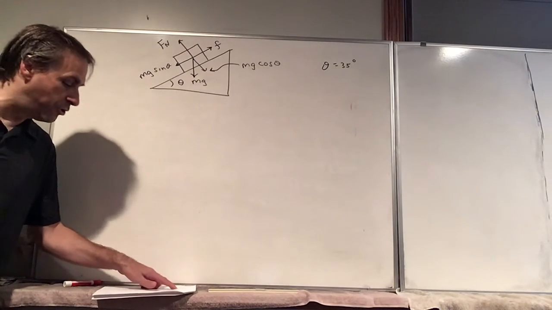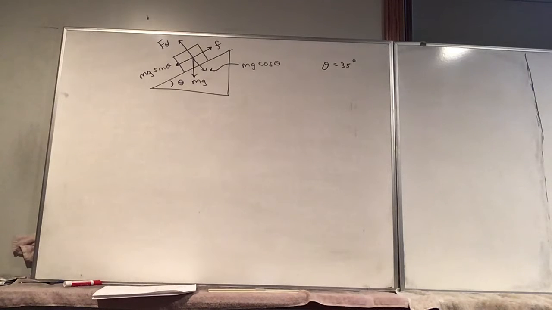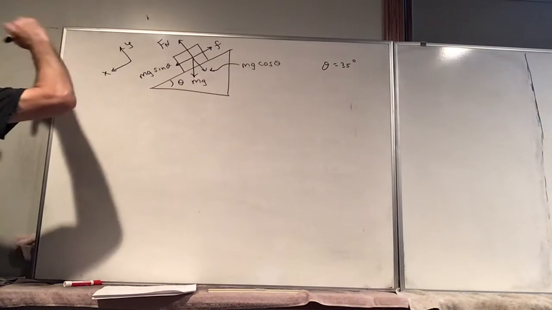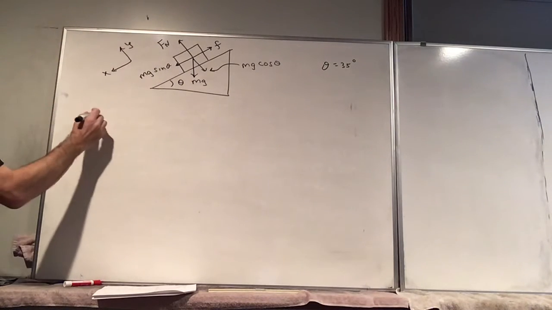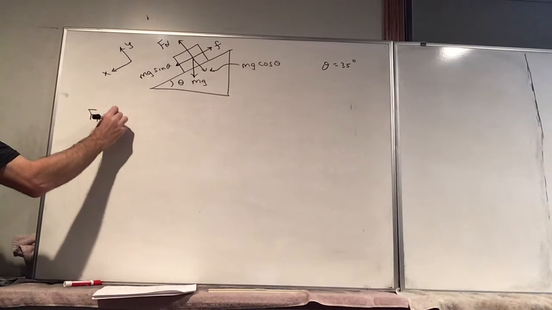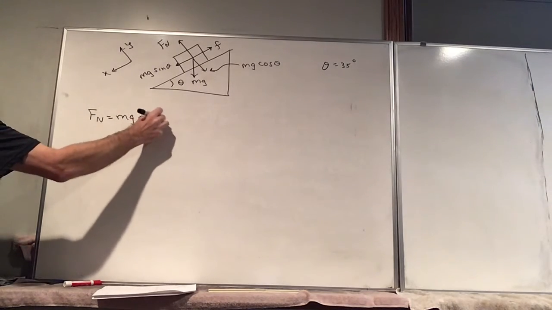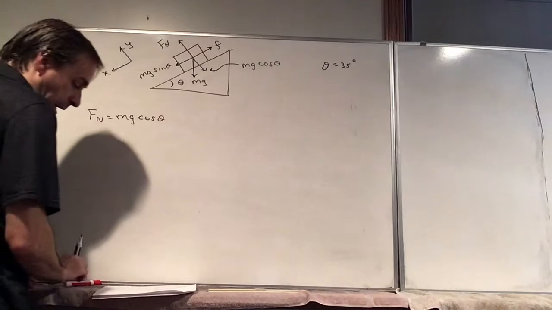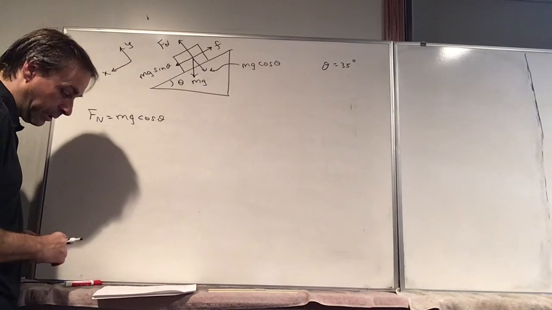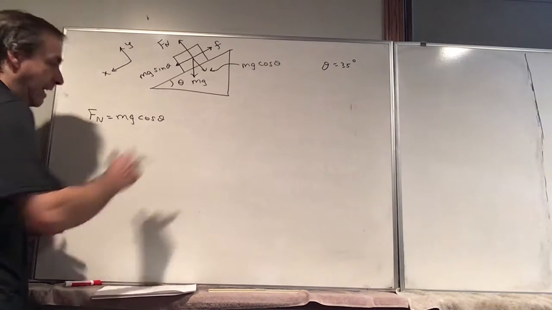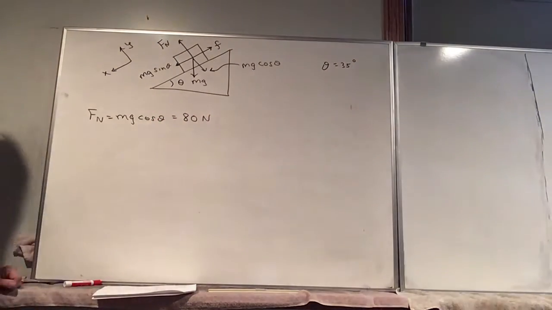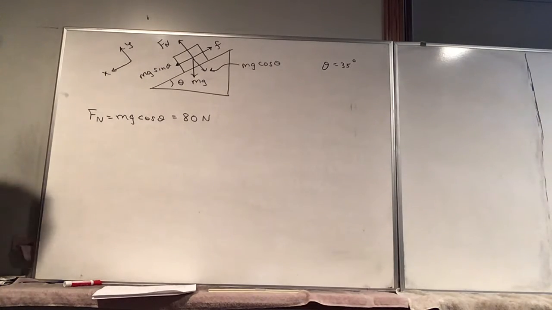So now we want to know the magnitude of the normal force. Well, this is our coordinate system. Let's go with x, y like this. So in the y direction, we have simply Fn is mg cosine theta, because the net force in the y direction is 0. So these two have to cancel each other out. So let's see, I've got 80 newtons basically. I think I rounded off a little, but yeah, we've got 80 newtons for the normal force.